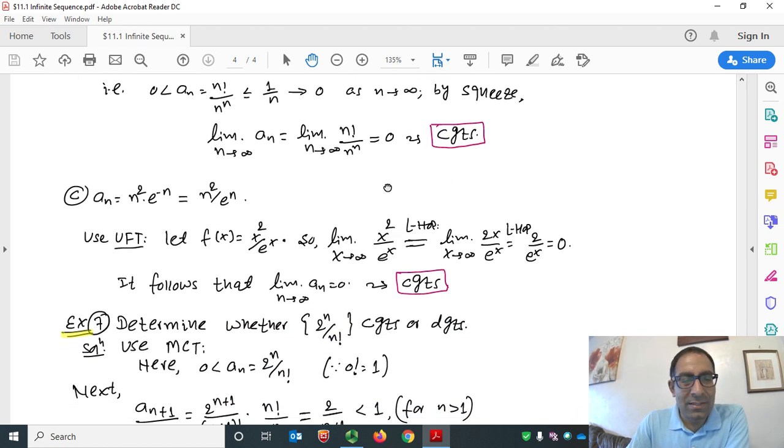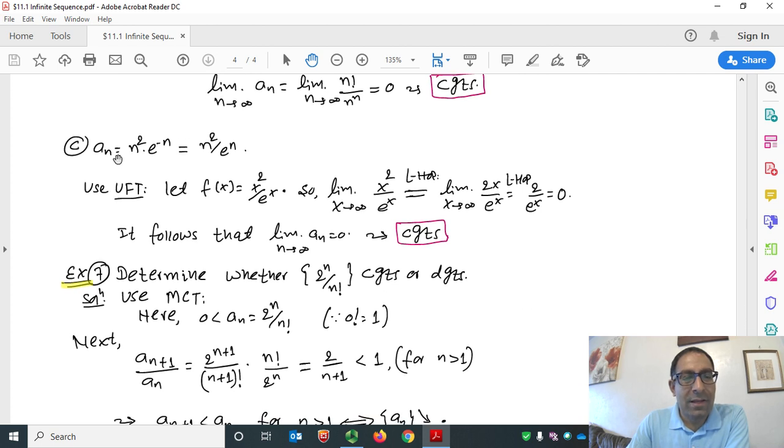Similarly, let's do part C. Now the nth term is n squared times e to the power negative n, which is the same as n squared over e to the n. For this one, let's use the underlying function test. So let f(x) equal x squared over e to the x, replacing n by x. Then take the limit of our function, the limit as x goes to infinity of x squared over e to the x. When x is infinite, that means infinity over infinity.